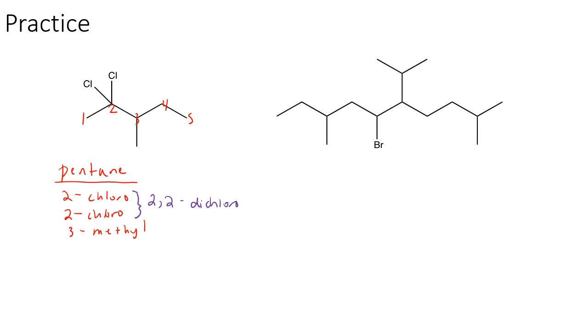And putting this together alphabetically, we're going to go by C for chloro and M for methyl. So our full name here is going to be 2, comma 2, dichloro, hyphen, 3 methyl, and then our parent, which is pentane.